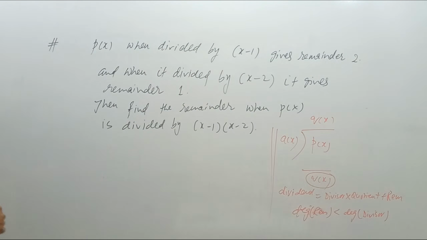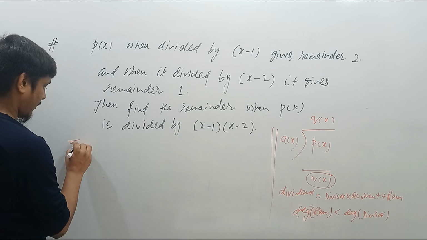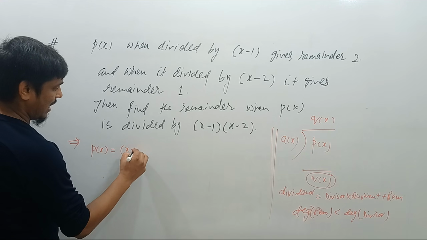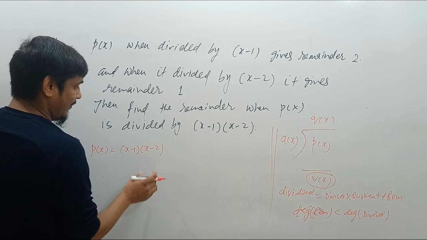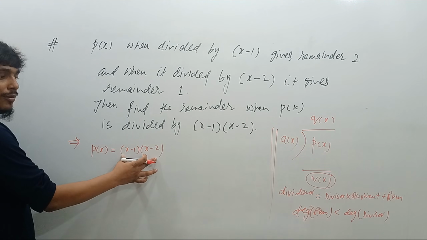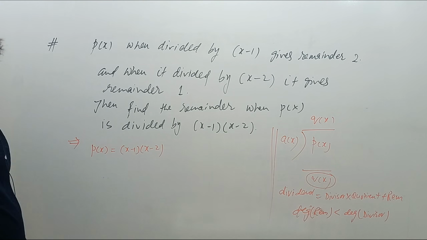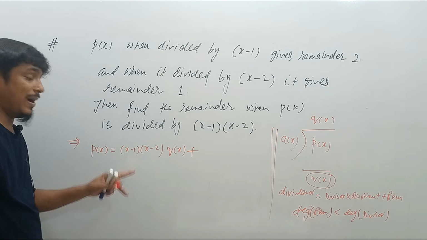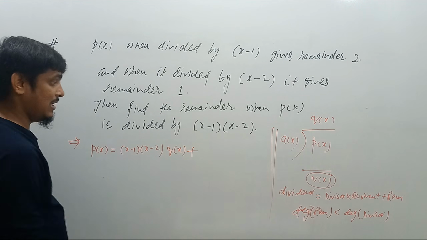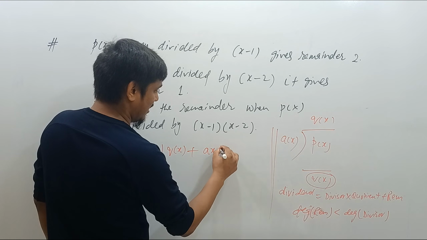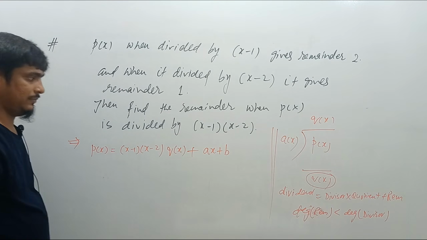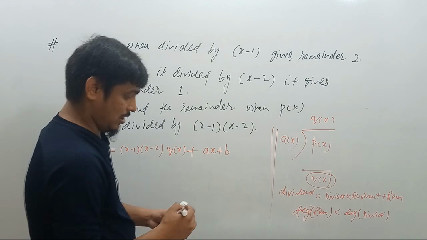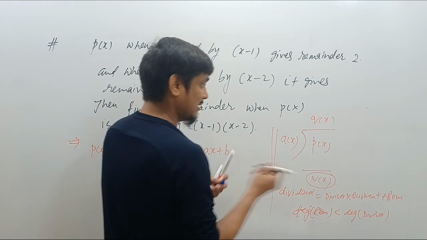So in order to solve this, we can use the division algorithm and write p(x) is equal to (x minus 1) times (x minus 2) times some quotient, plus a remainder. When we are dividing p(x) by this quadratic divisor, the remainder will be a linear factor, so we can write the standard form of a linear polynomial, ax plus b.